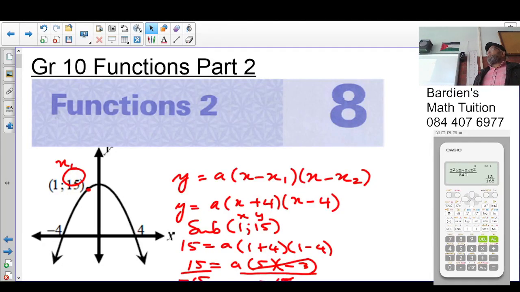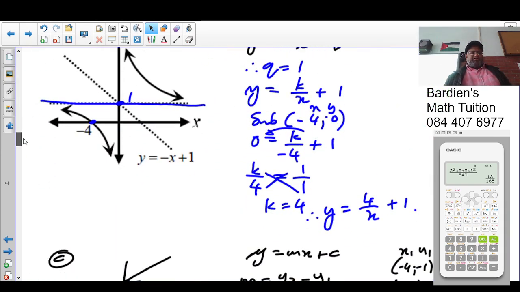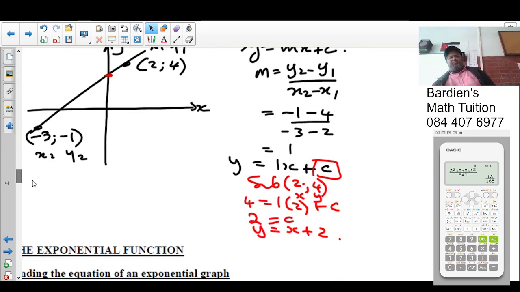Okay, good morning, class. So today we're looking at functions. We're reverting back to the textbook we are using. Yesterday in our previous lesson, we looked at determining the equation of parabolas, straight lines, exponential graphs, and hyperbola graphs. So those four graphs we have determined already. Now we're going back to the textbook so that we can carry on with interpretation of graphs itself.